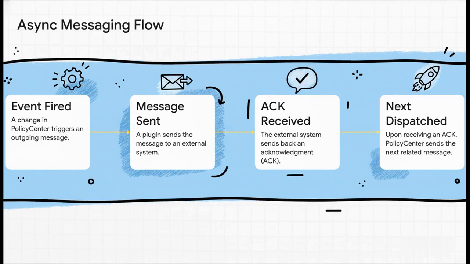When it sends data, it doesn't just fire and forget. It uses this asynchronous flow. PolicyCenter sends a message, and then it waits. It waits for the other system to send back an ACK, an acknowledgement, confirming, yep, I got it. Only after it gets that confirmation does it send the next message. This guarantees that nothing gets lost and everything is processed in exactly the right order.